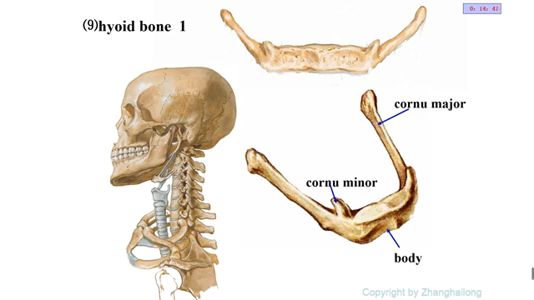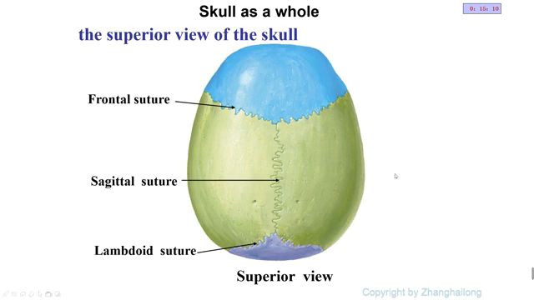And on your own body, please touch your neck. First you can touch your larynx. And you can touch the base of your mandible. Here is the pharynx, and between them should be your hyoid bone. The hyoid bone. Okay, that's about the facial cranial bones.